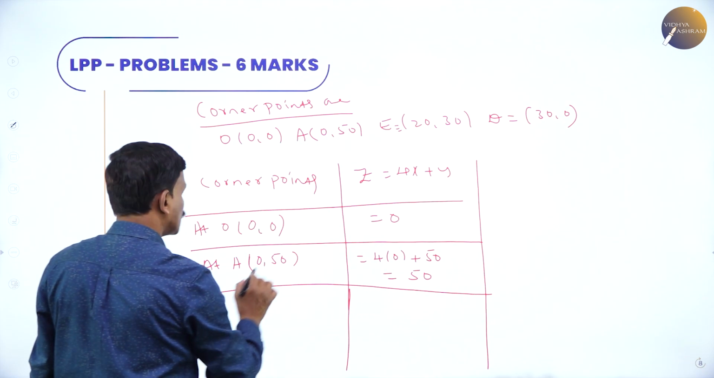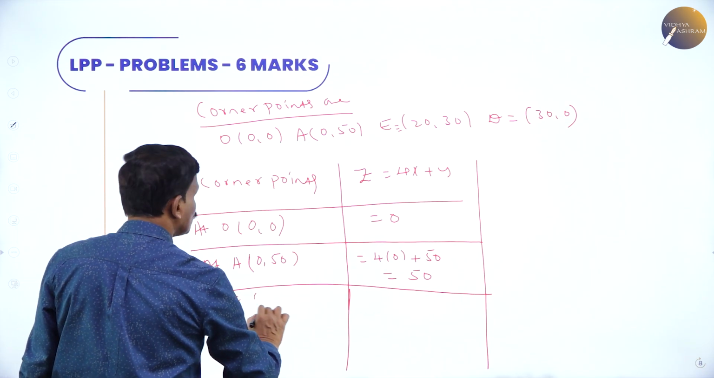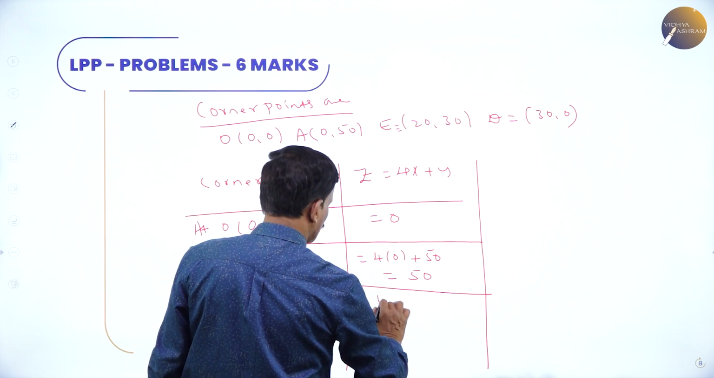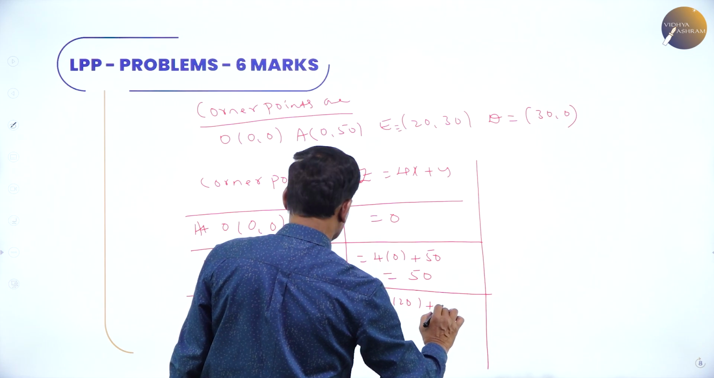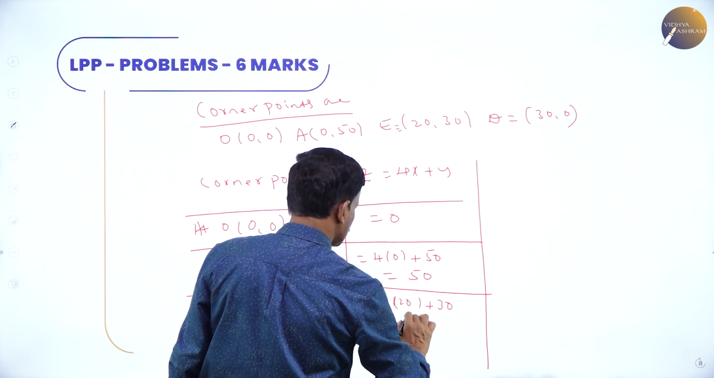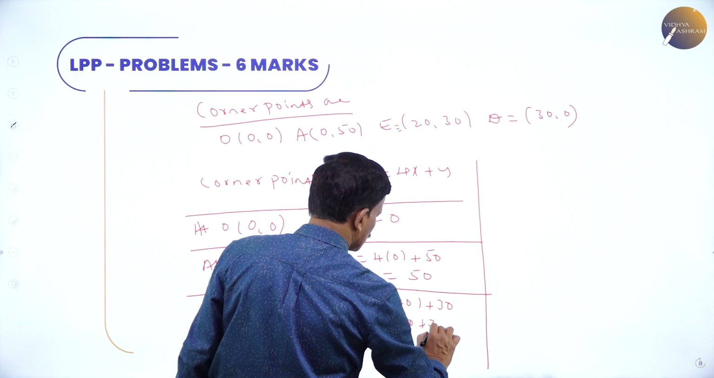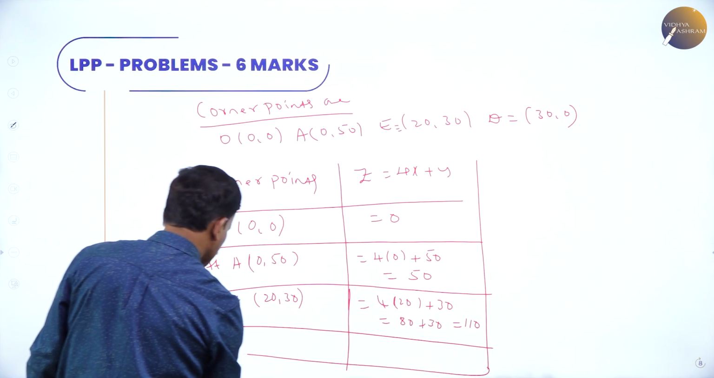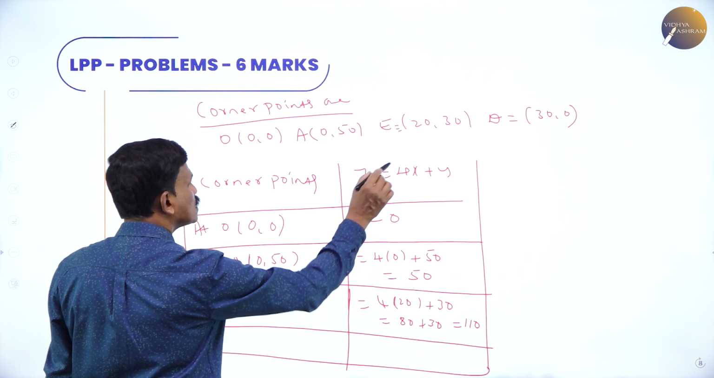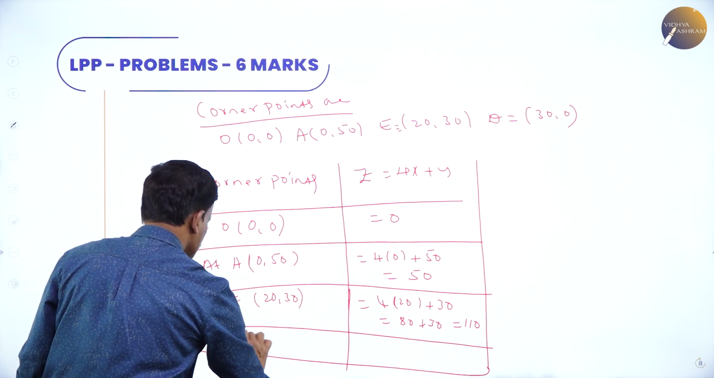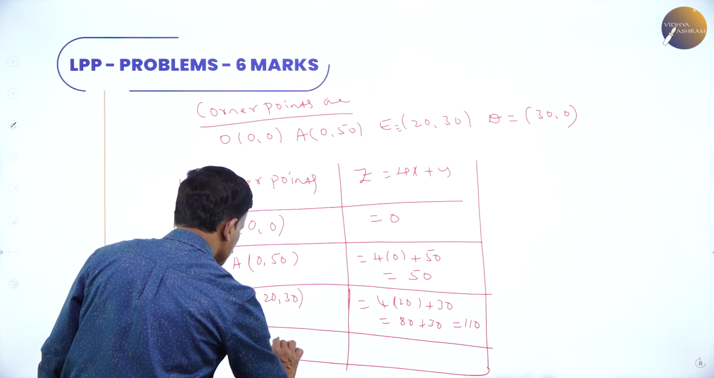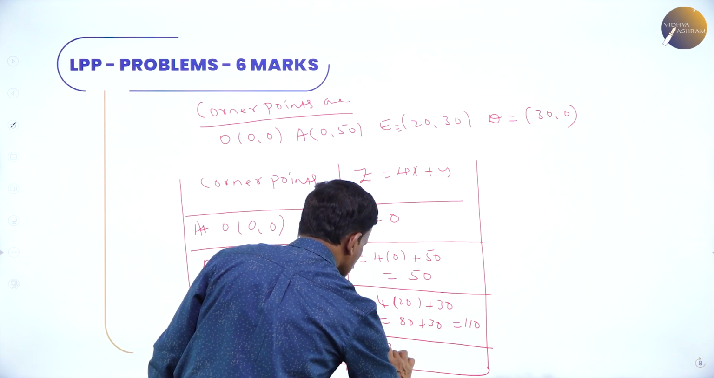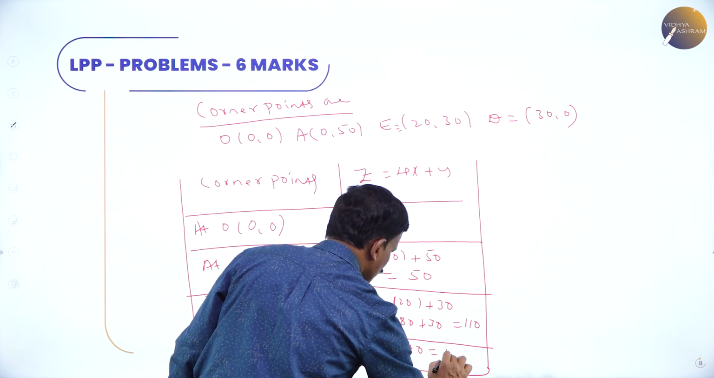Next, second, at E, what is E? (20, 30). This is 4 into 20 plus 30. 4 into 20 is nothing but 80, plus 30 is equal to 110. And the last point is D. D is (30, 0). So Z is 4 into 30 plus 0, 4 threes are 12, that is 120.